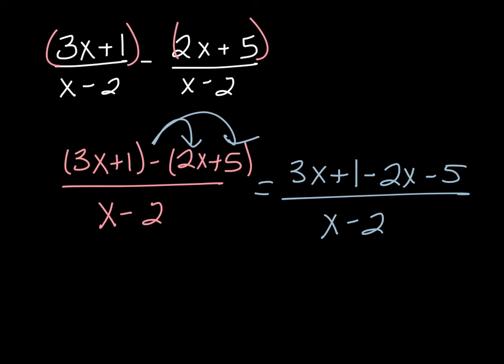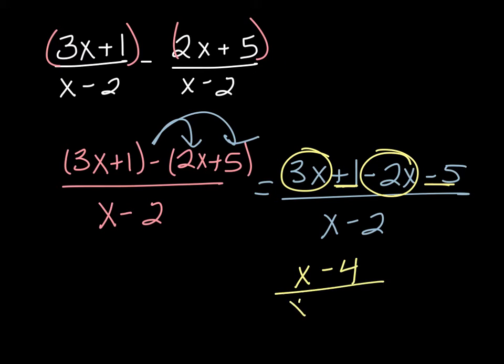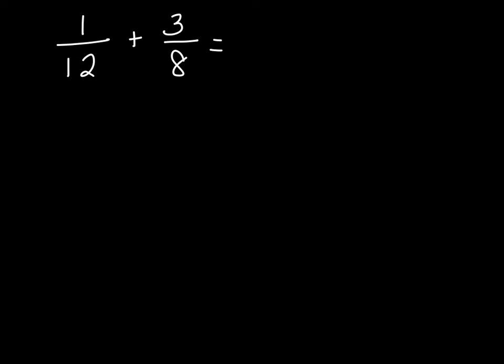So my last step here is I'm going to combine my like terms. 3x minus 2x is 1x. 1 minus 5 is negative 4 over x minus 2. There's my final answer when I subtract. Well, moving on.